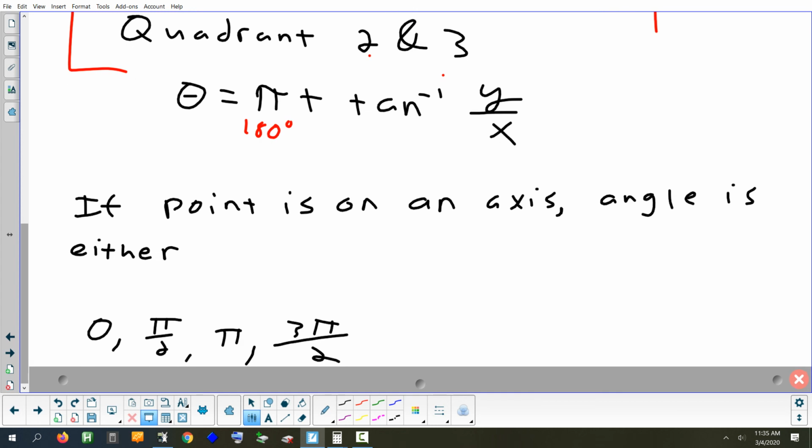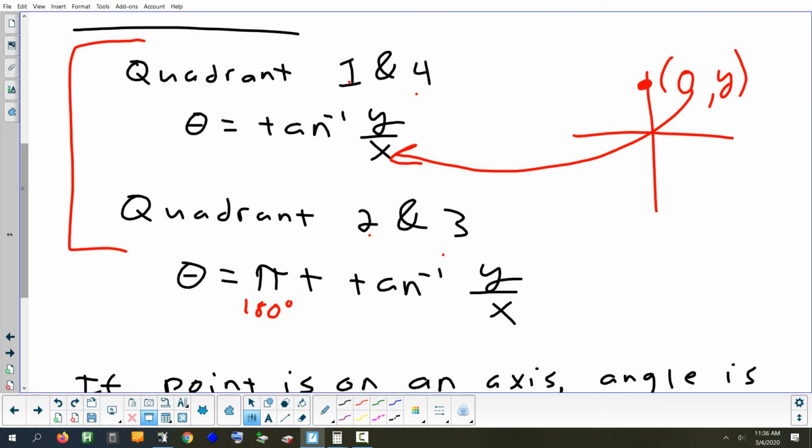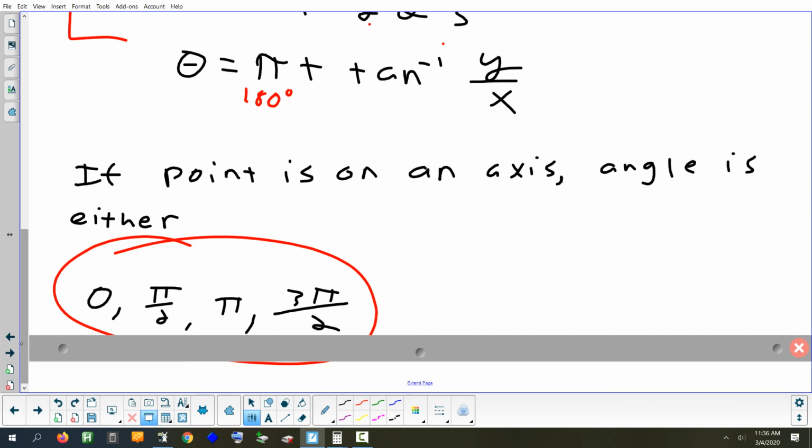If you went right, it's 0. If you went up, it's 90. If you went left, it's 180. If you went down, it's 270. So how can you quickly tell if you get a coordinate and it's on an axis? How would you know right away just by looking at it? One of them is 0. 0 comma something or something comma 0. So if your coordinate has a 0 in it, then your theta is going to be one of those. If it doesn't have a 0, then you got to go through those formulas. That'll give you your theta. To get your r, use Pythagorean theorem.